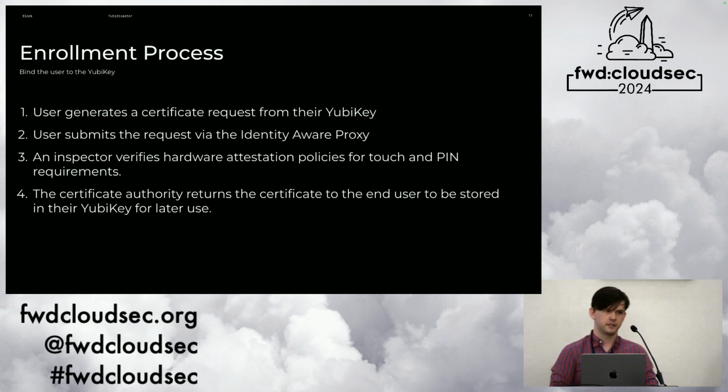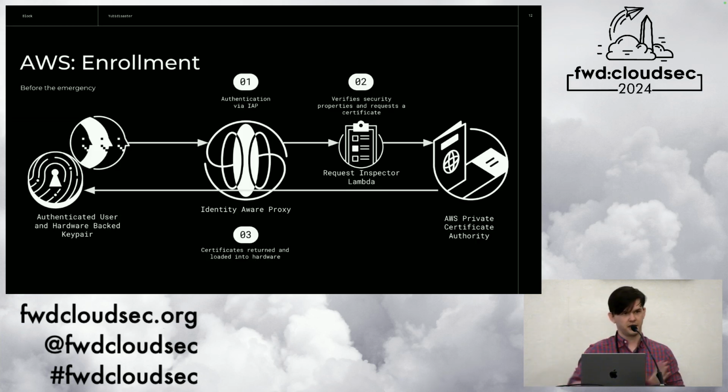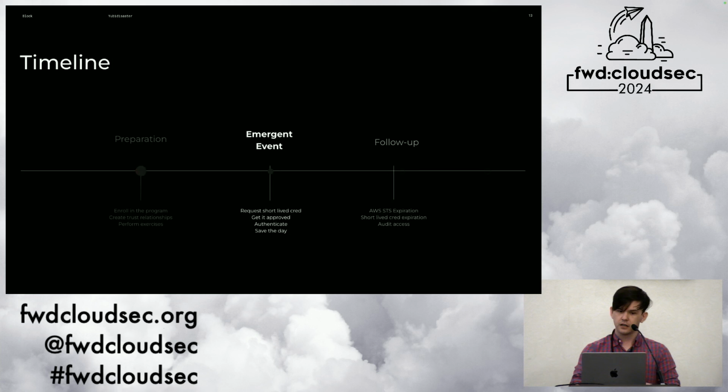And so from a user's perspective, a user will essentially generate a certificate request from their YubiKey. They'll submit that request through an identity-aware proxy where our inspector Lambda will verify several security features such as the hardware attestation policies for touch and PIN requirements, as well as any sort of ACLs that you wish to fit in that space. And then once all of that has been verified and validated, the certificate authority will issue a certificate to that user, which will then be stored in their YubiKey for use later. And so this is essentially a diagram of that description, which we'll leave in for any review later.